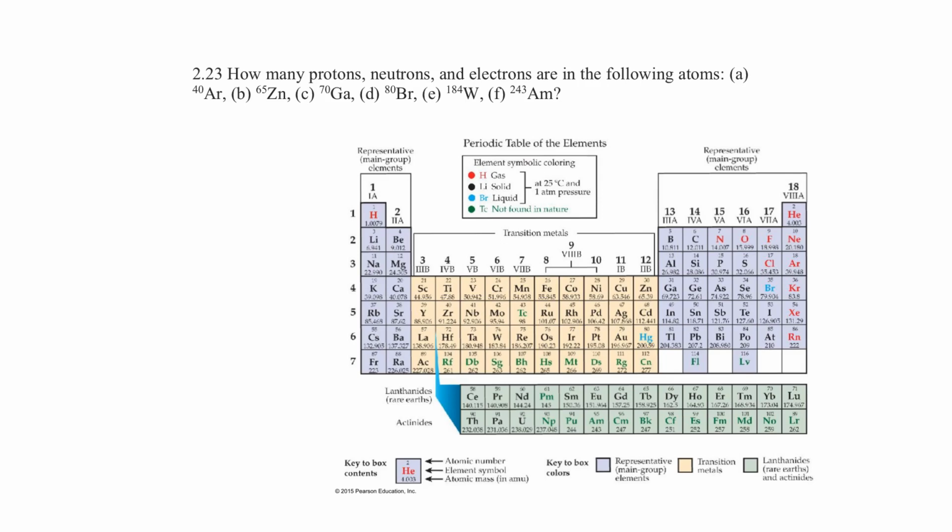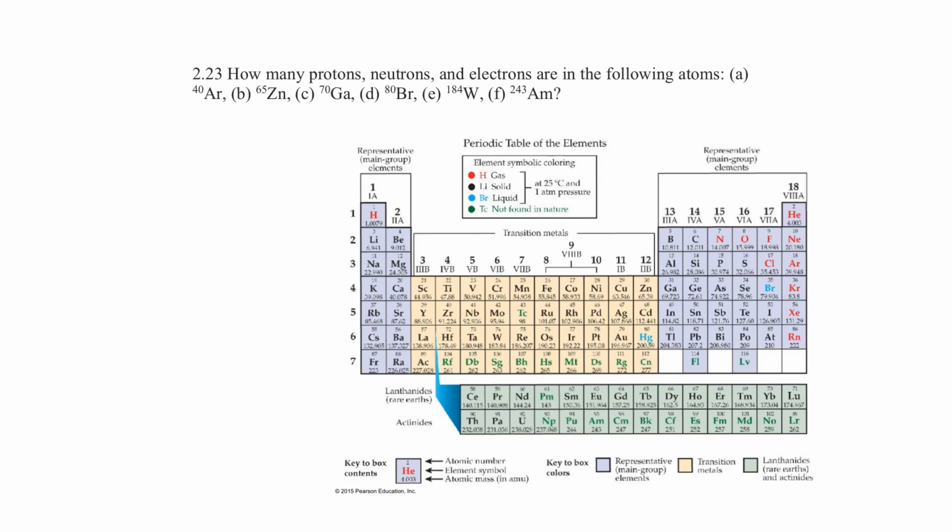Hello, this is Chemistry Central Science, and we are in Chapter 2. Chapter 2 is on atoms, molecules, and ions, and we're on the end of the chapter questions. Question number 23. How many protons, neutrons, and electrons are in the following atoms?